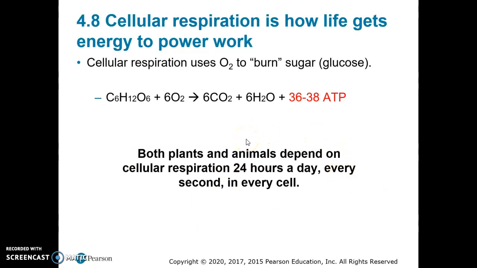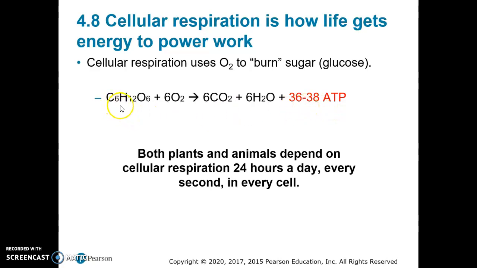Cellular respiration uses O2 and burns sugar or glucose. Here's our chemical reaction for it. You'll want to know this chemical reaction. Again, we track our chemistry. What we don't usually talk about is the part that isn't actual matter. This is ATP. This is a really important part. This is what you and I are doing.